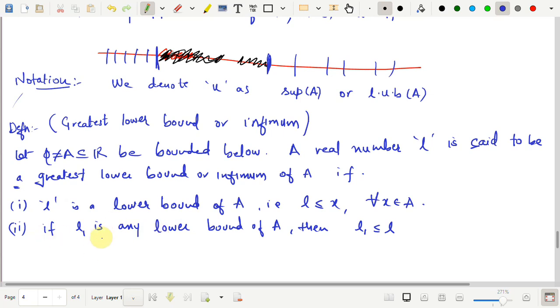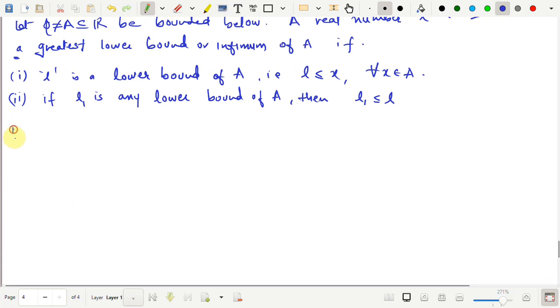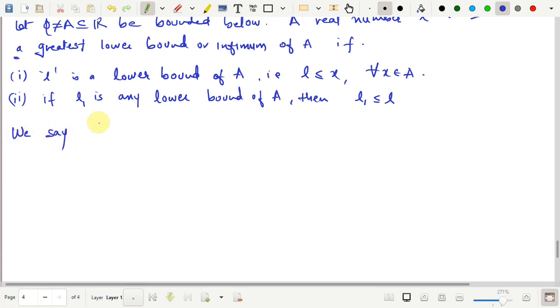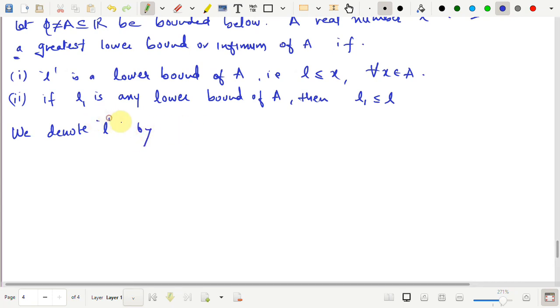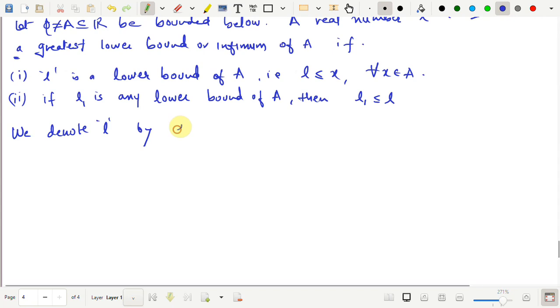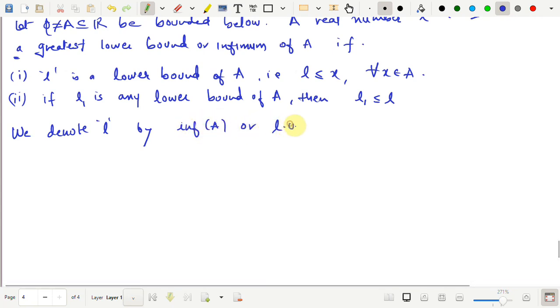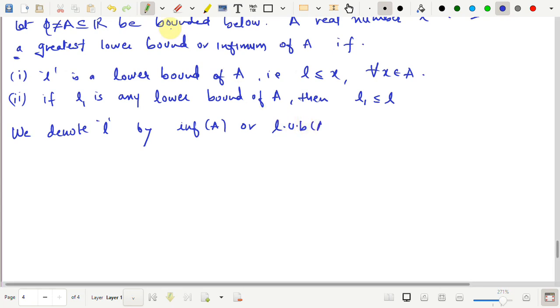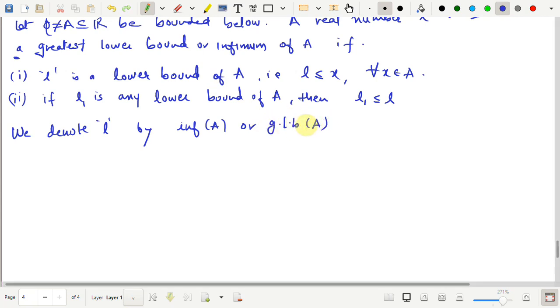If these two conditions are satisfied, then we say that L is the infimum, and we denote this by inf of A, or we use the notation GLB of A, greatest lower bound of A. These are the two standard notations that we use.